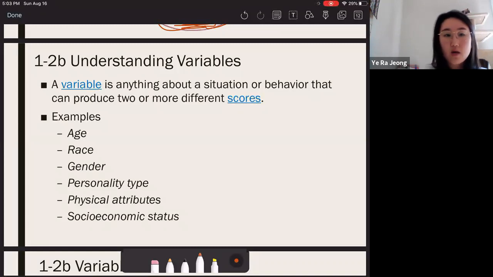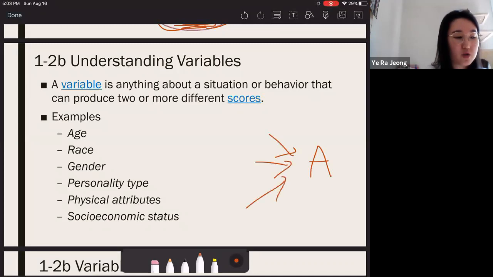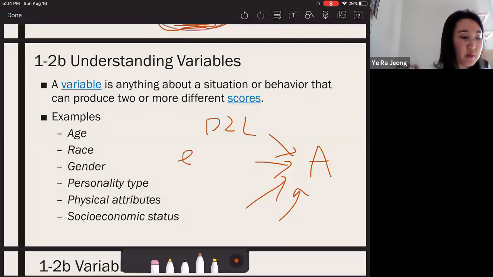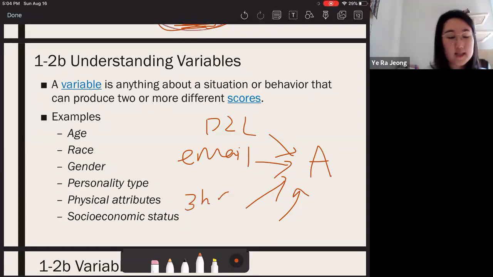So let's say, what are some factors that contribute to success in this course? I want to get an A. What are some factors that contribute to me getting an A in this course? It could be that I come on to D2L frequently. It could mean that I check emails frequently so I don't miss any assignments or announcements. It could mean that I set aside 3 hours per day to study for stats. It could also mean that I'm just a very conscientious person.